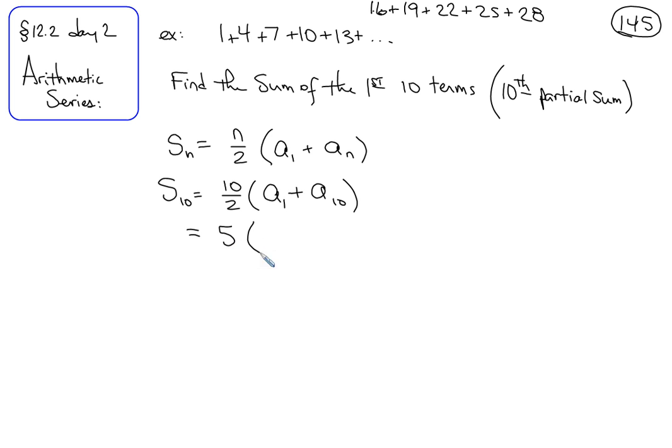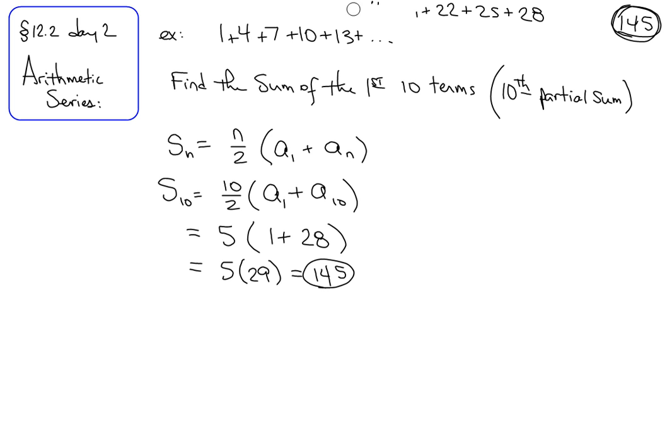10 divided by 2 is 5. What's the first term? 1. What's the 10th term? 28. That's 5 times 29, which, lo and behold, gives us 145. So do you guys see that it actually gave us the right answer? Now the problem is, if we're not going to write out the first 10 terms, how do we know what the 10th term is?